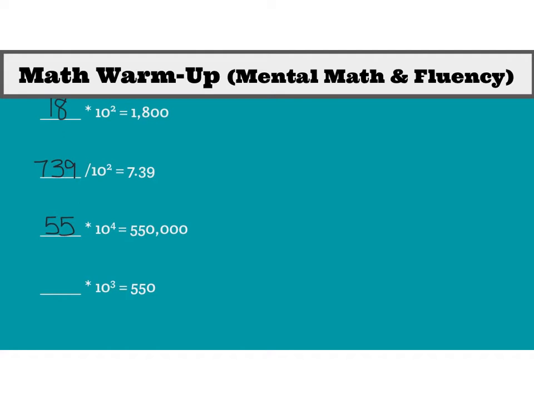And our last one, something times 10 to the third power equals 550. And our answer there would be 0 and 55/100. How'd you do?